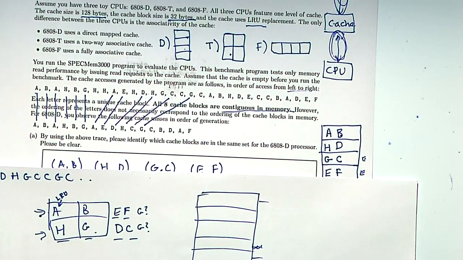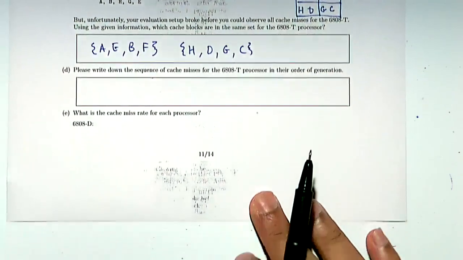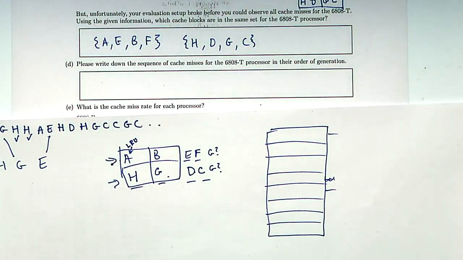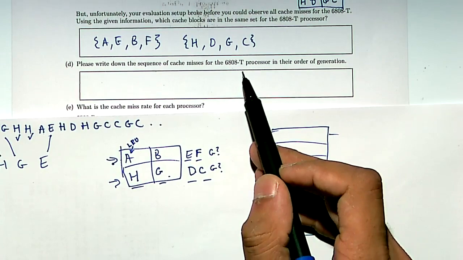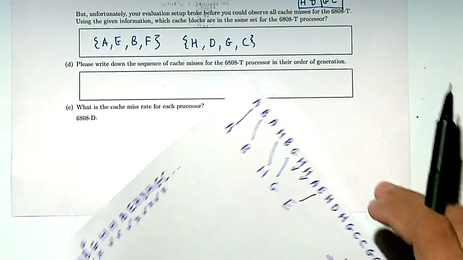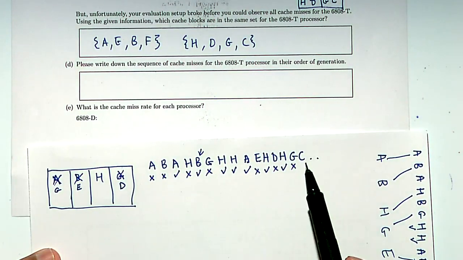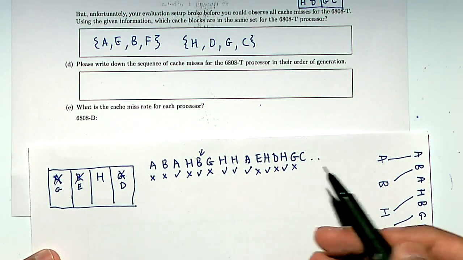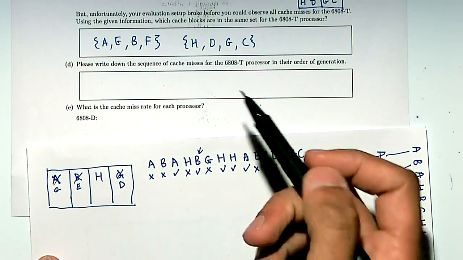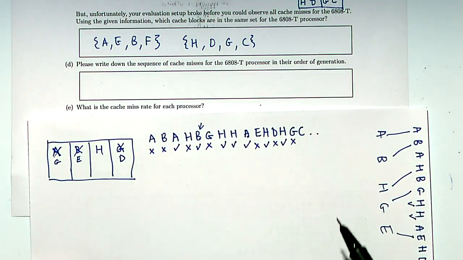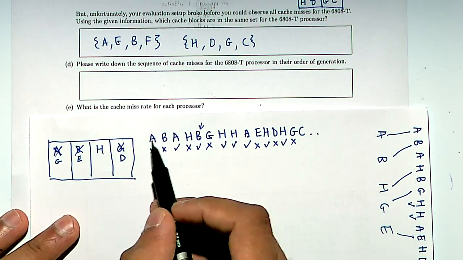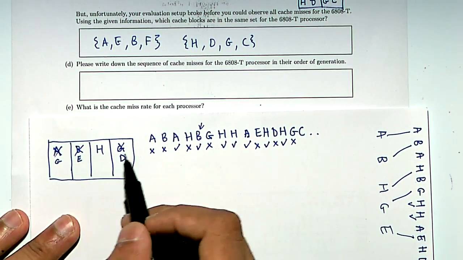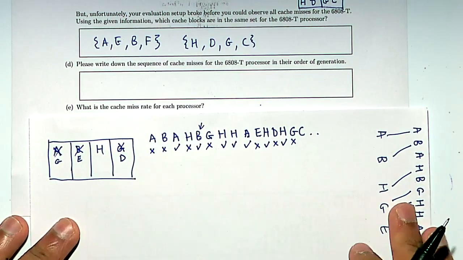Okay, so the next part of this question asks you to write down the sequence of cache misses for the T processor in order of generation. We essentially follow the exact same prescription that we did here, where we simulate the cache, except this time we're simulating the T cache, given that we know which one's mapped to which set. So should I do this or should I skip it? Because it's literally the exact same thing. You just go one by one and track whether it's a hit or miss, and then simulate the state of the cache.